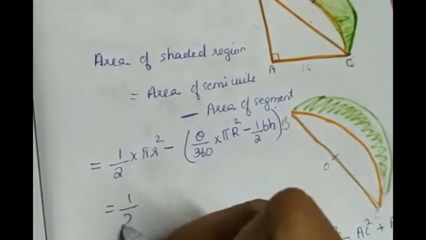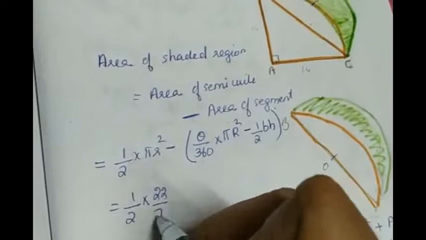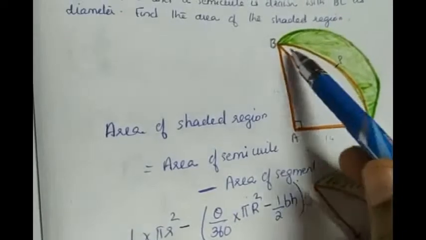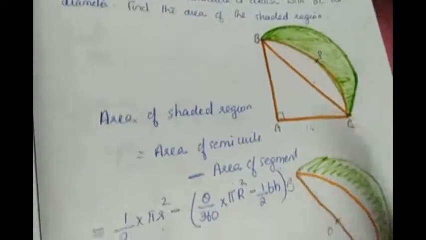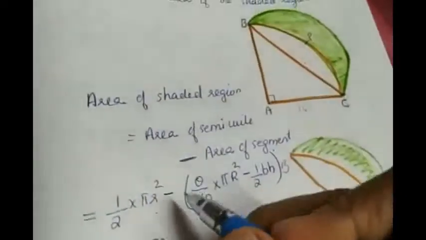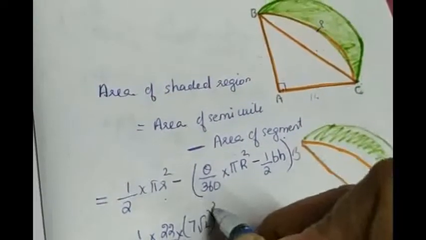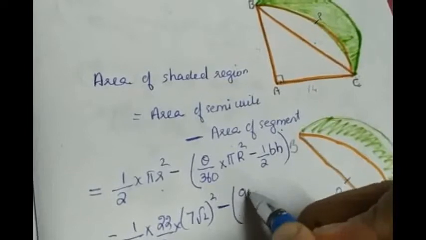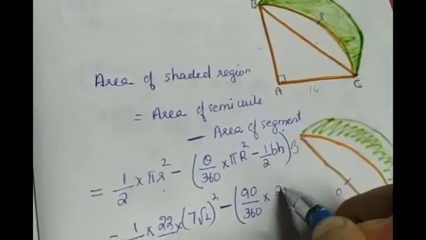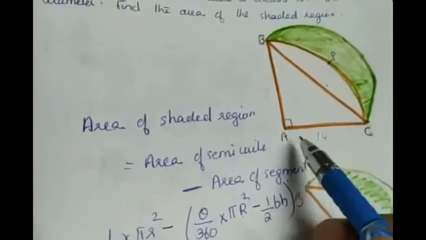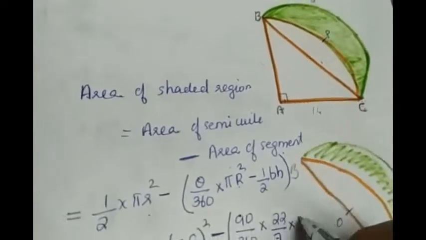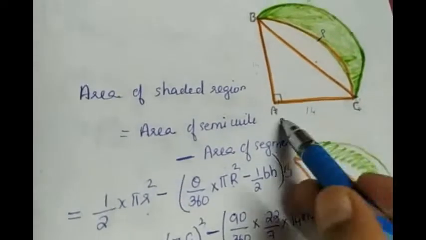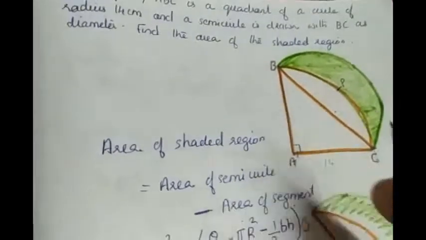Apply the values. Half into pi, let us take as 22 by 7, into r, where r is the radius of the bigger circle, that is BC. That is the diameter, and half of BC we have calculated as 7 root 2. That will be r. So 7 root 2 the whole square, minus theta by 360, which means 90 divided by 360, into 22 by 7 into capital R. Capital R means the given radius, so 14 into 14. Again a minus, half into the base AC, that is 14, into height AB, which is again 14.